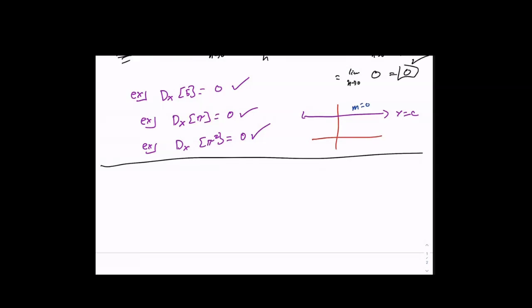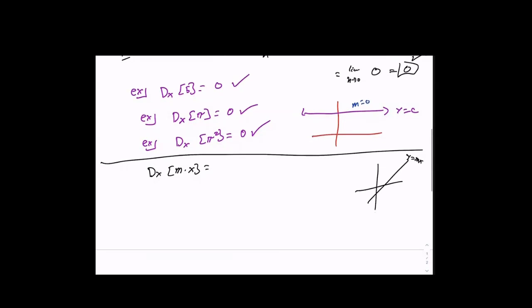Next one, the derivative of a linear function, m times x. Okay, now you can think of this graphically. If you think about this in the same graph here, if this is y equals mx, what's the slope of the line tangent to that graph? If this is the equation y equals mx, what is the slope at any point along this graph?